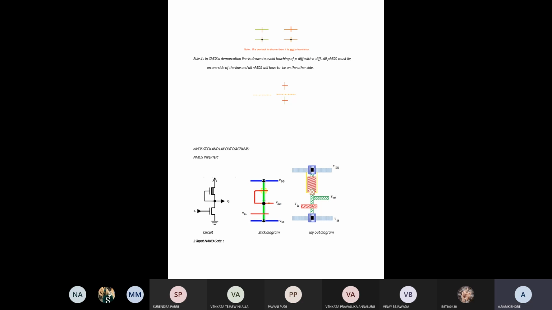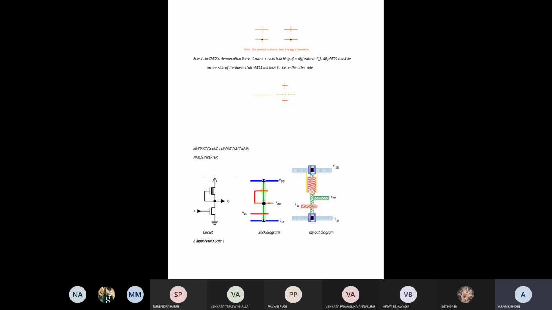Rule number 4: in a CMOS, the demarcation line is drawn to avoid touching of P diffusion with N diffusion. So all PMOS terminals must lie on one side of the line, and all NMOS terminals have to be on the other side. So this is rule number 4. We must and should follow these rules while we are designing or drawing the MOS transistors.